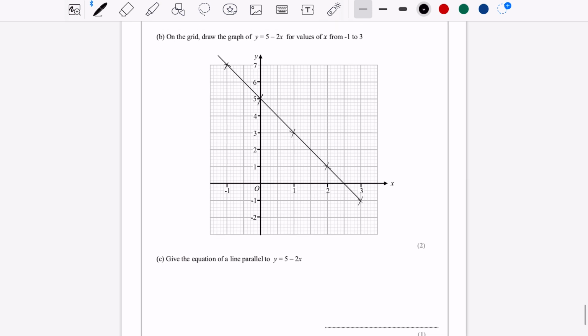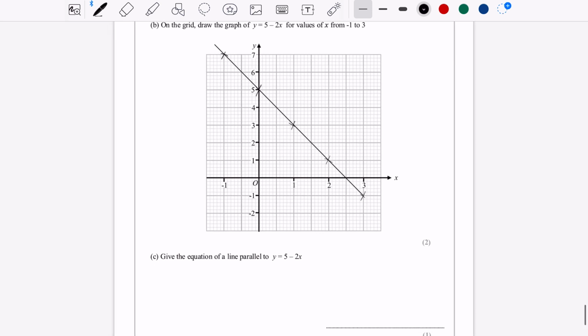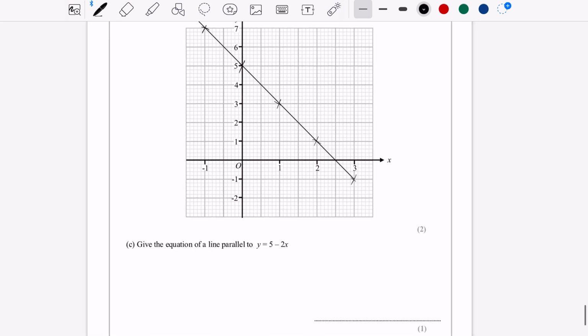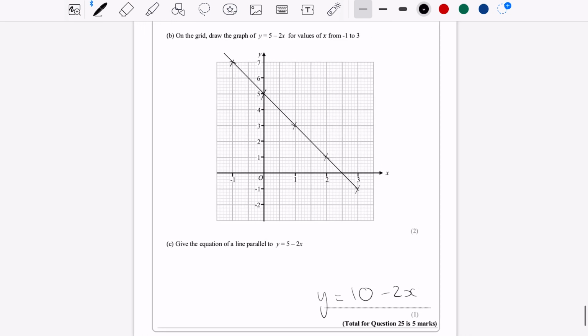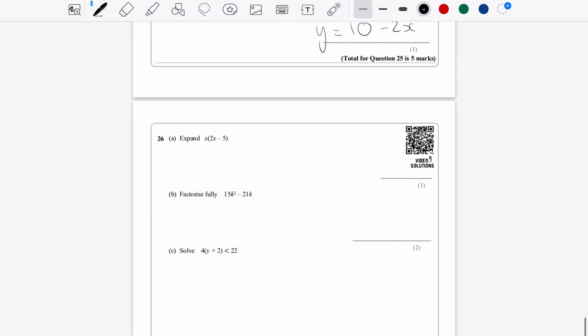Give the equation of any line that's parallel. Basically, you need to have the same gradients, because parallel lines go like this. So I'm just going to say y equals, I don't know, 10 minus 2x. There you go. So all I've done is I've just changed the number at the beginning. All right, change that y-intercept.